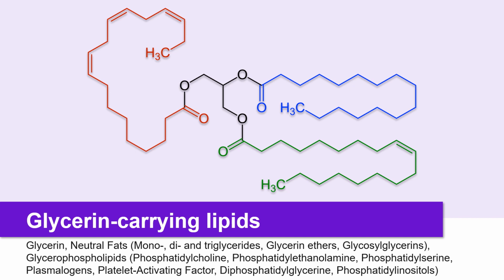Let's start our topic, glycerin-carrying lipids. In the section header, you see a triglyceride, an example of a natural mixed triglyceride containing three different fatty acid residues. The blue one is a saturated fatty acid, the green one is a monounsaturated fatty acid, and the red one is one of our PUFAs, the polyunsaturated fatty acids.